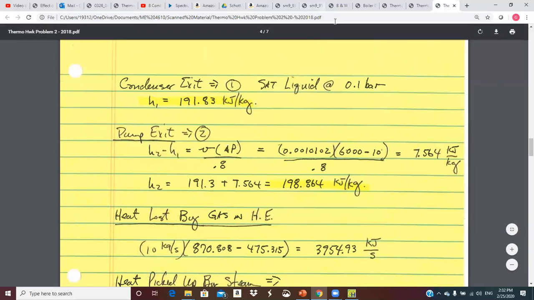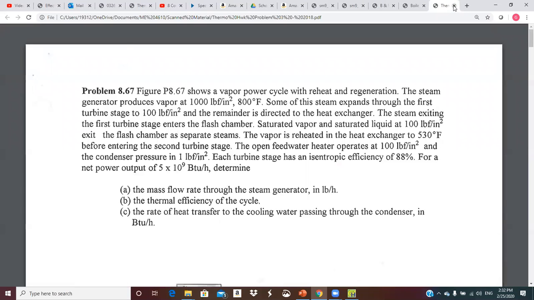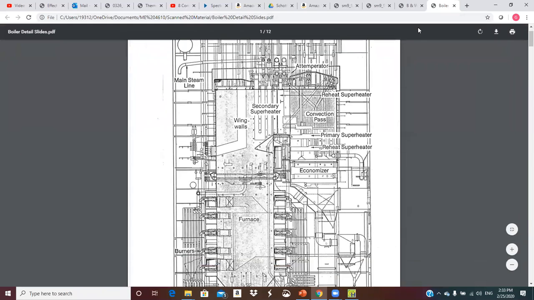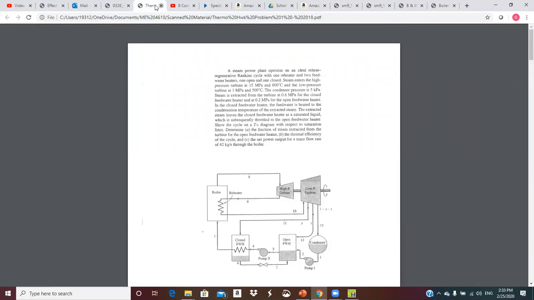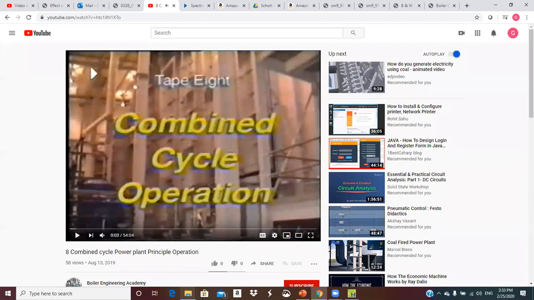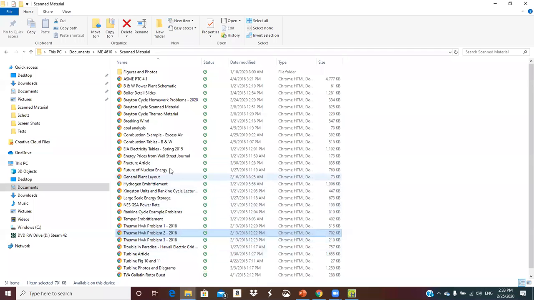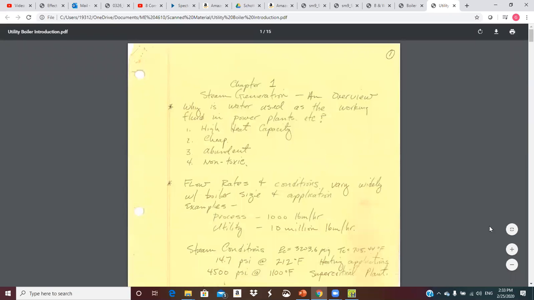All right. Okay, let's see. Let's do something else. Get rid of this. All right, I guess I'll have to open it. Oh no, we sure don't want this. Scan material. Okay.